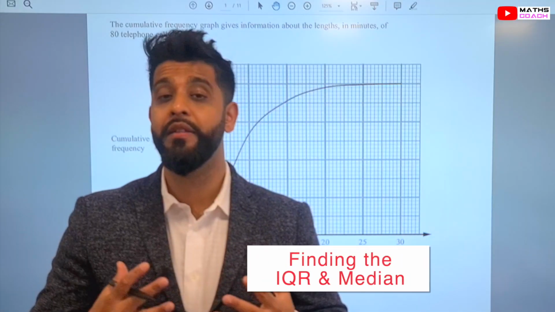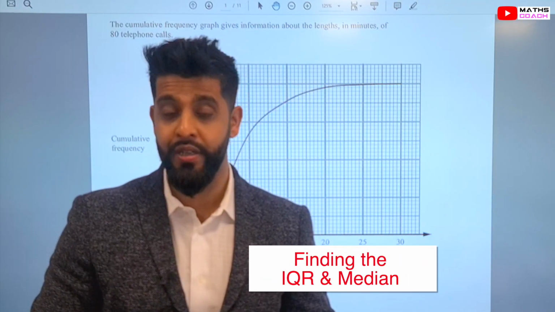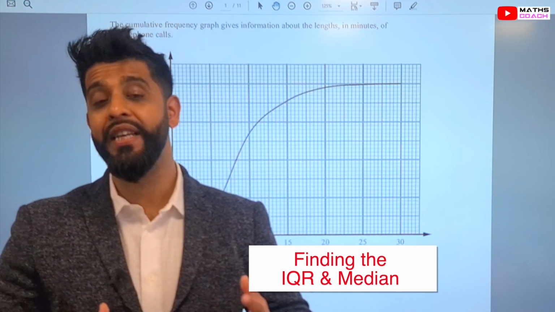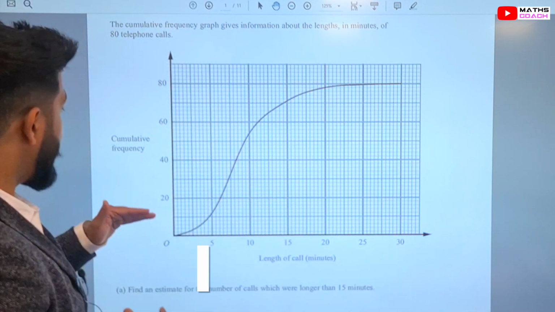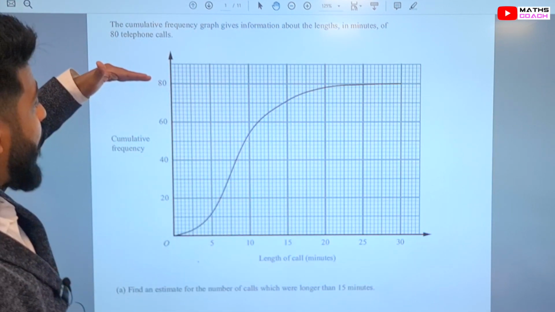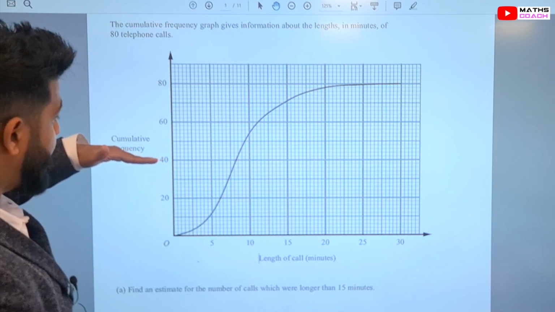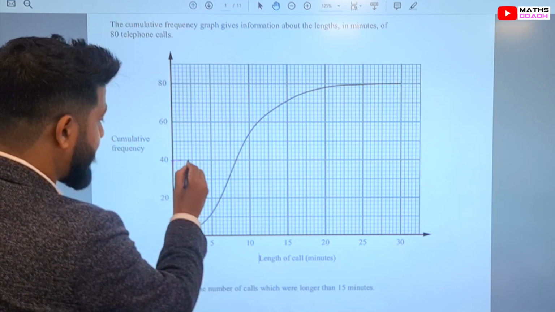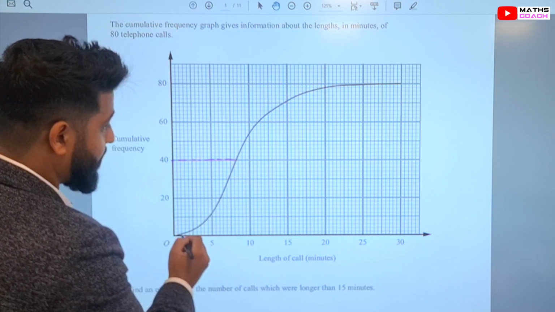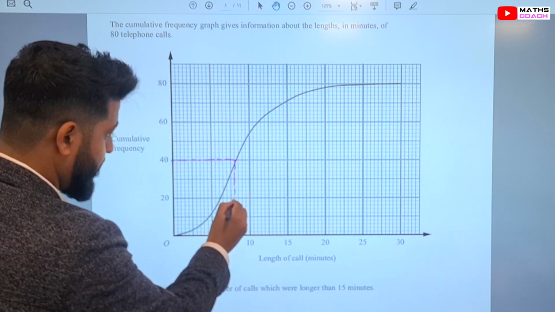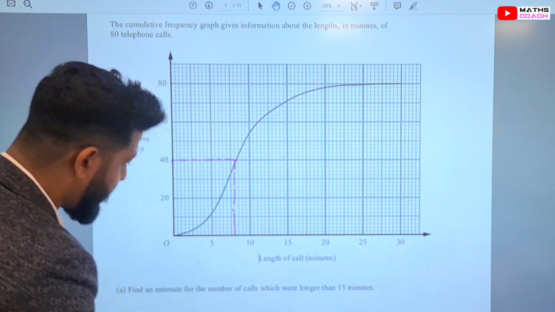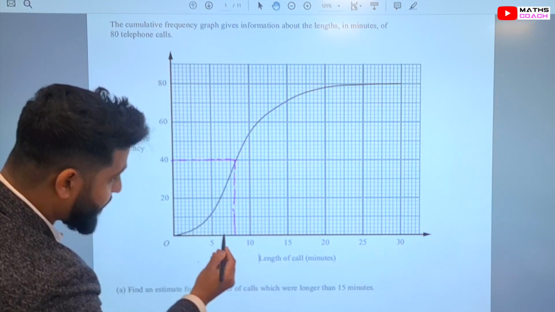Now let's find the median and the interquartile range. Starting off with the median, it is the 50% mark. So if our cumulative frequency is 80, half of that, the 50% mark, will be on 40. So we go to 40 to find the median, see where it hits the graph, and then we just go down. Now, you need to know what each of these boxes are worth.